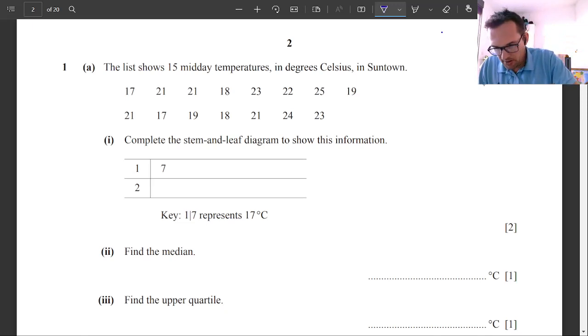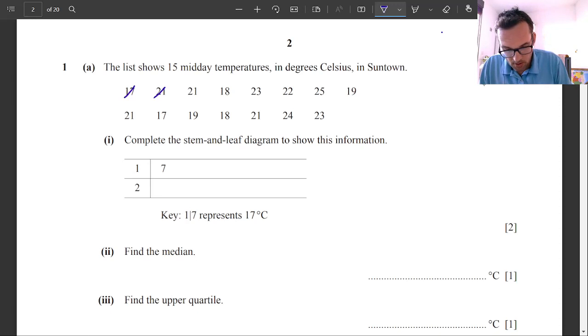Right, so here they've already done the first one, 17, they've put it in there. Now remember, it has to be ordered, always in the right order. So before I put the numbers in the stem and leaf diagram, I'm just going to organize them and then order them. Also, it's best to do it one by one to make sure you don't leave anything out.